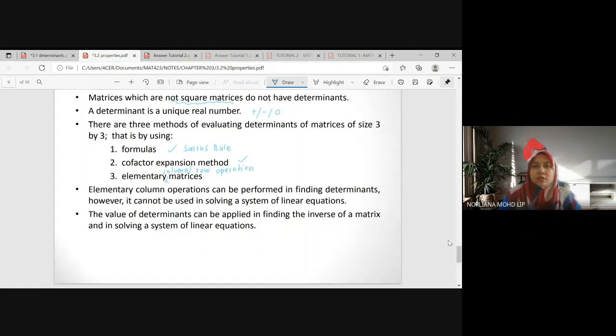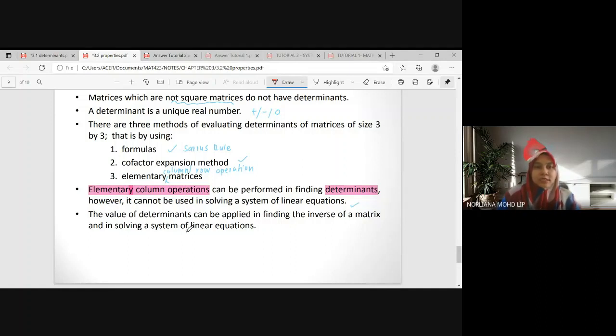Okay, elementary column operations can be performed in finding the determinant. However, they cannot be used in solving a system of linear equations. So elementary column operation is only for finding the determinant. Here many people make mistakes: sometimes when you want to solve a system of linear equations, you use column operations. That is wrong. Column operation is only for determinants. Many people make mistakes there. For a system of linear equations, only use elementary row operations, rows only.